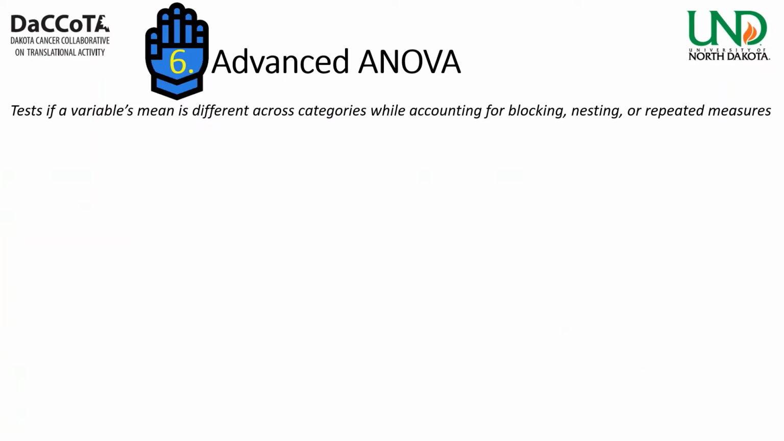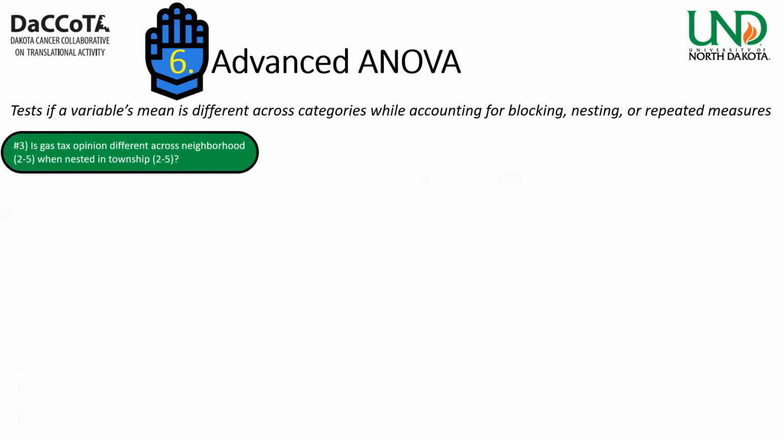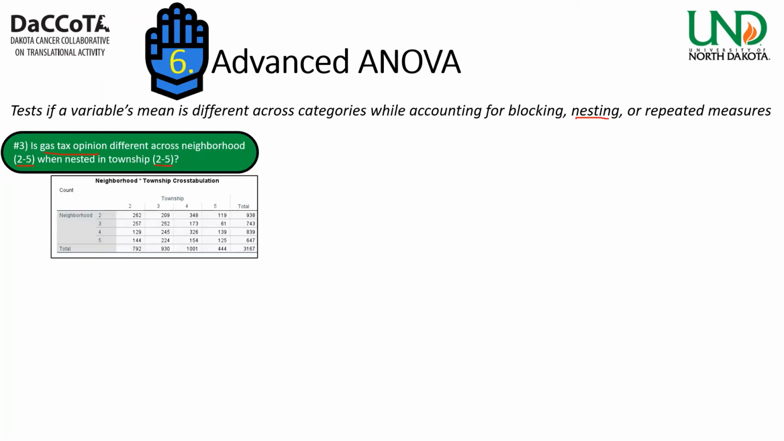Okay, let's go to our nesting ANOVA, advanced ANOVA. So we're going to look at this voting information: is gas tax opinion, so how you feel about it, different across neighborhoods? We're going to look at neighborhoods 2 and 5, and we'll nest it in townships 2 and 5. So here is, and this is usually a cross tabulation, so this is frequency data.